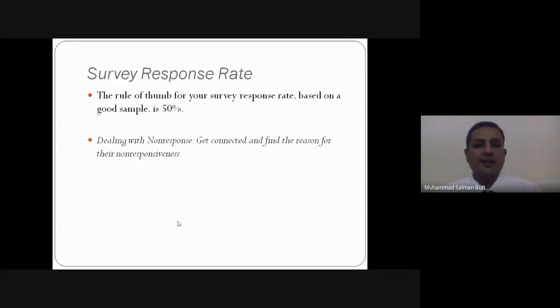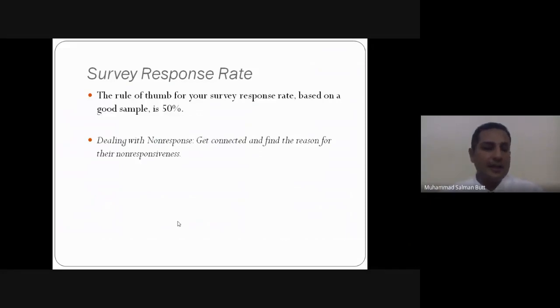Okay, now there are some rules of thumb for conducting survey research. The first one is that the response rate should be a minimum of 50%. If you have sent the questionnaire to 100 people, then at least 50% must respond. At least 50 participants must respond. Otherwise, your data will not be considered valid and reliable enough to make any kind of generalization through that sample.